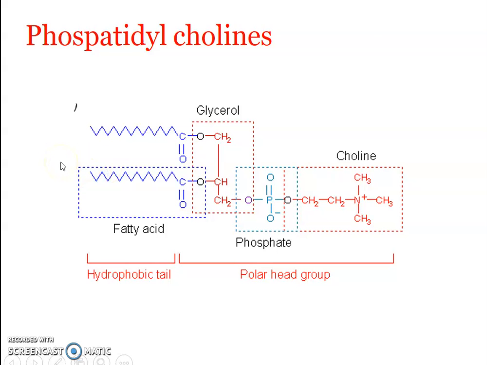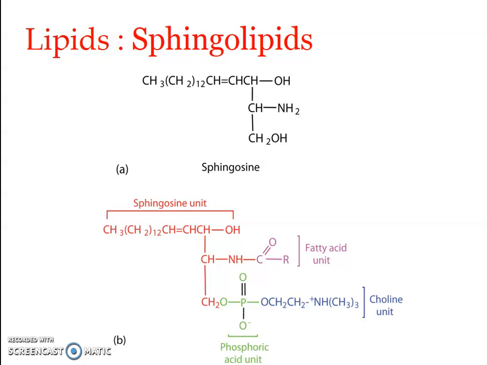Okay, so I hope this is clear. Now the next one we have is sphingolipids. You can see here that instead of a glycerol molecule, they have a completely different alcohol, which is known as sphingosine. Other things remaining the same, sphingolipids do have an alcohol group.